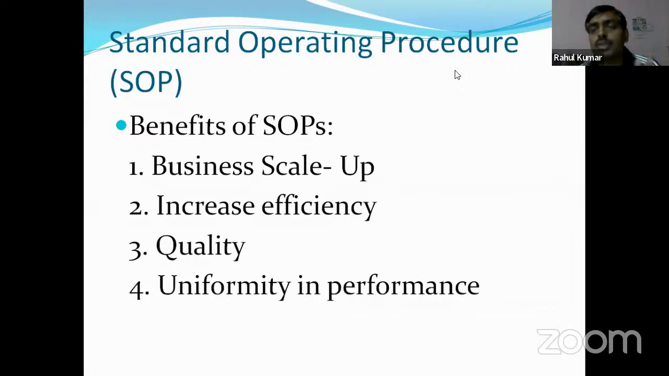If uniformity is there, it indicates we don't have that much rejection. Then we can minimize our rejection percentage also. If rejection is not there, certainly we can say we have a good quality product. So it gives uniformity in performance if we have the SOPs.